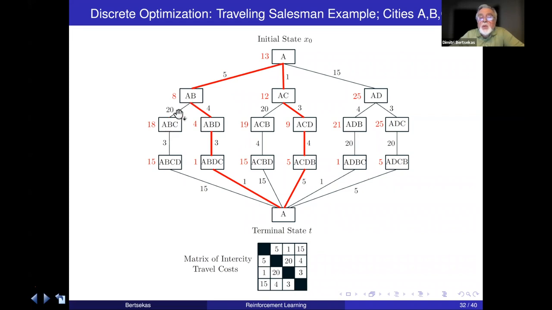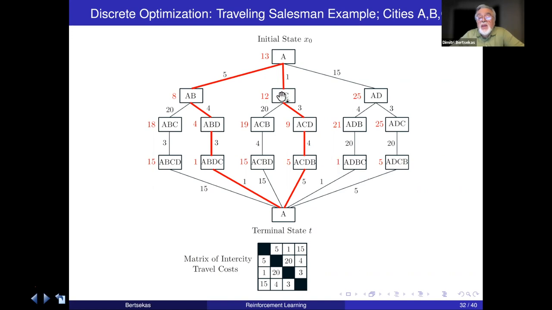Going to C costs us a 20 from here and an 18 from the optimal cost of this tail subproblem. So this gives me a 20 plus 18, that's 38. Going the other way gives me a 4 plus 4, 8. So this is the best choice and the corresponding optimal cost of the tail subproblem is 8.